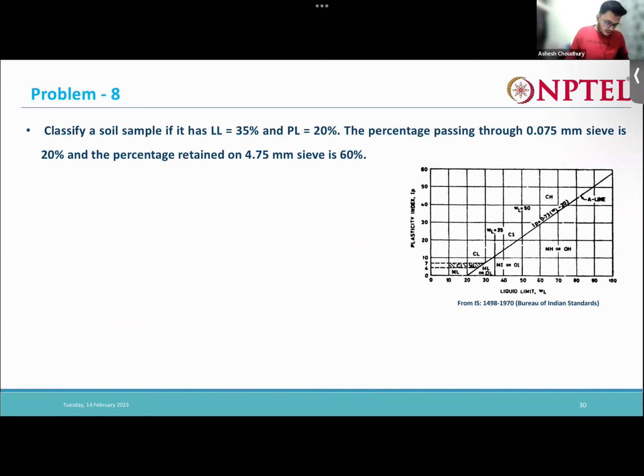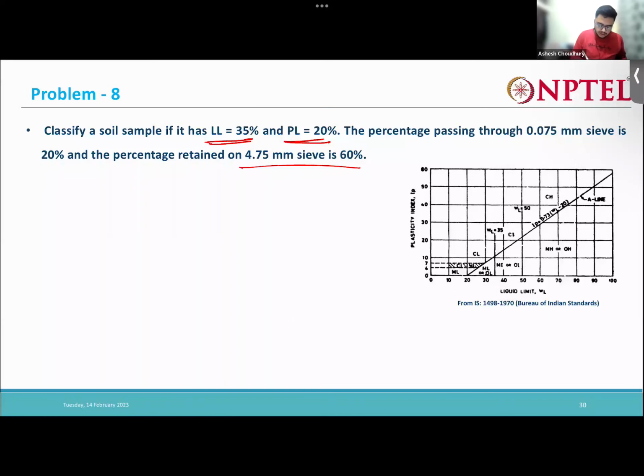So in this problem we need to classify a soil sample that has a liquid limit of 35% and a plastic limit of 20%. The percentage passing through the 0.075 mm sieve is 20%, and the percentage retained on the 4.75 mm sieve is 60%. Please tell me what kind of soil it is, coarse or fine? Coarse soil, sir, because 60% of the soil is retained on the 4.75 mm sieve.